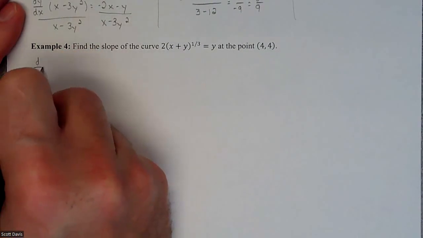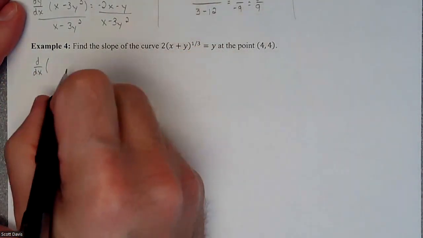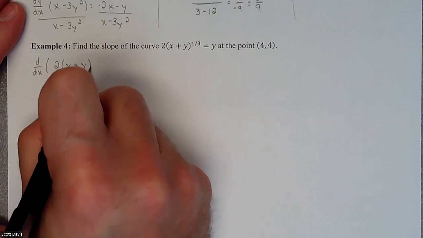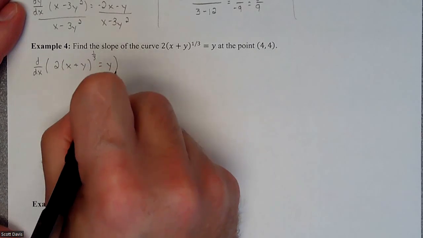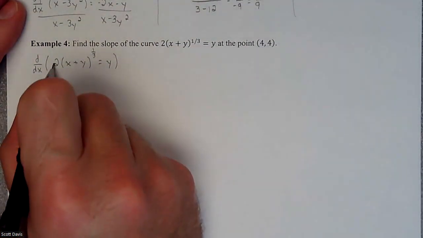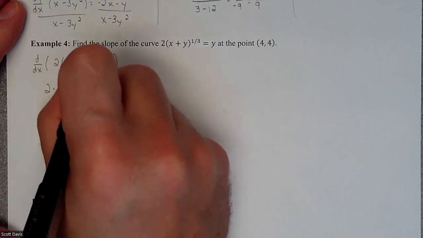So let's go through it. We're going to be doing the derivative with respect to x of this. Right? So that's a 2x plus y to the 1/3 equals y. Okay, so that's what we're doing the derivative of. So this 2 is really nothing. It's just going to sit in front, and it's going to be multiplied by this piece.